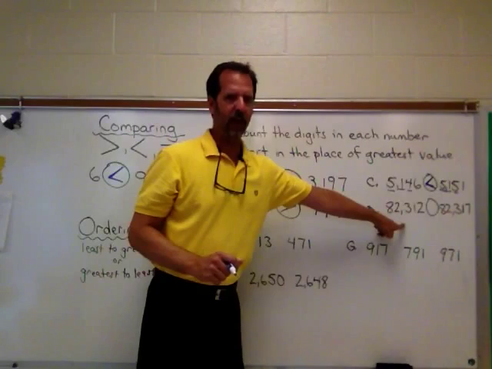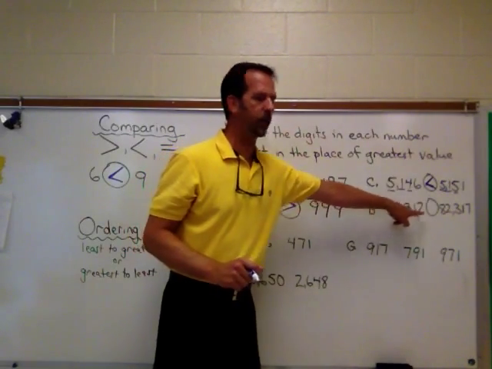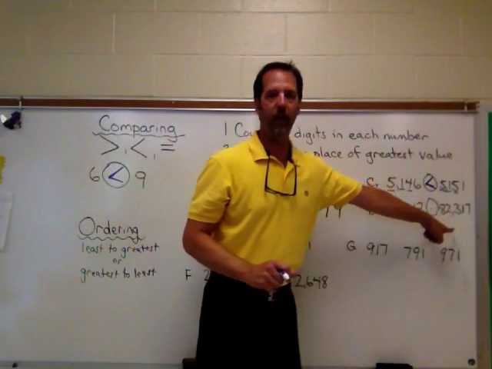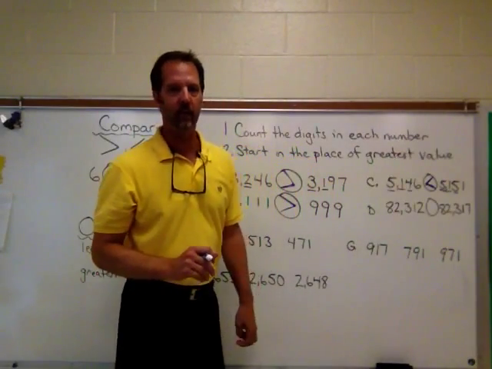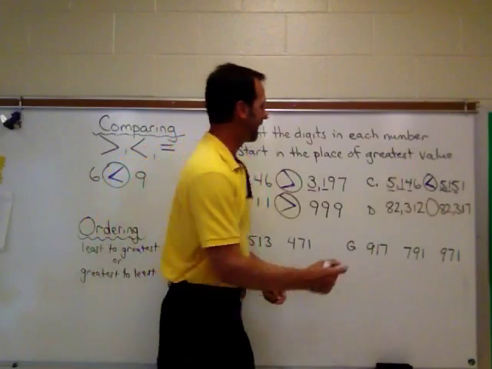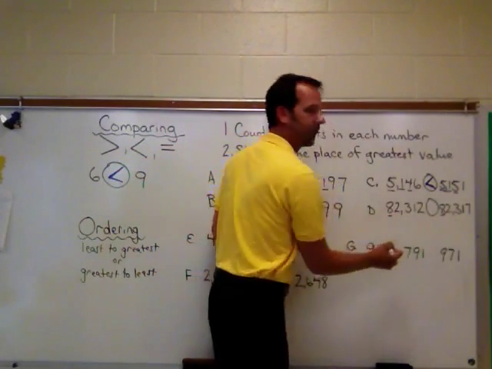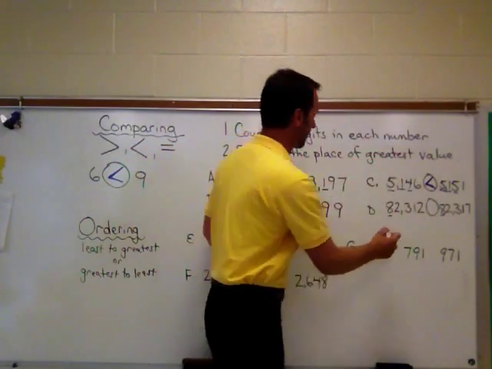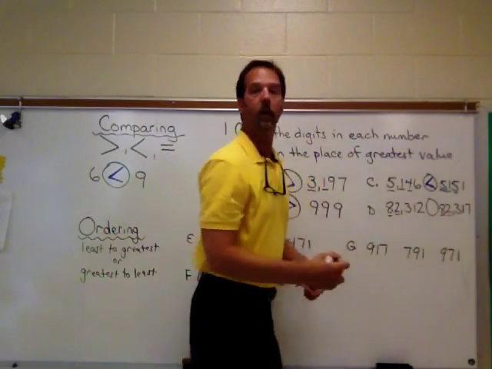82, remember we say 1,000 at the comma, 82,312, 82,317. Okay? We're going to start in the place of greatest value, the 10,000s place. 8, 8. They're the same. Go to the thousands place. 2, 2. They're the same.